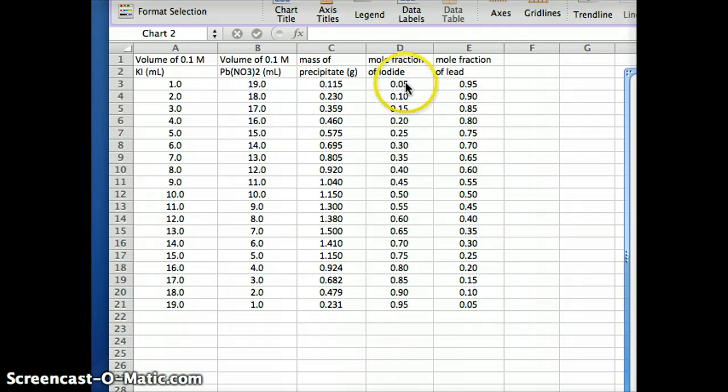You have calculated the mole fraction of the iodide ion, and you have calculated the mole fraction of the lead ion. We're now going to be graphing the mass of the precipitate and the mole fraction of the iodide. The mole fraction is going to go on the horizontal x-axis, and the mass of the precipitate is going to go on the vertical y-axis.